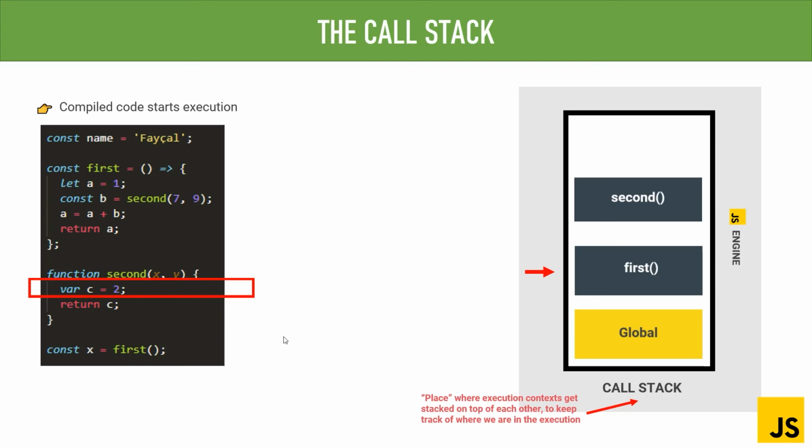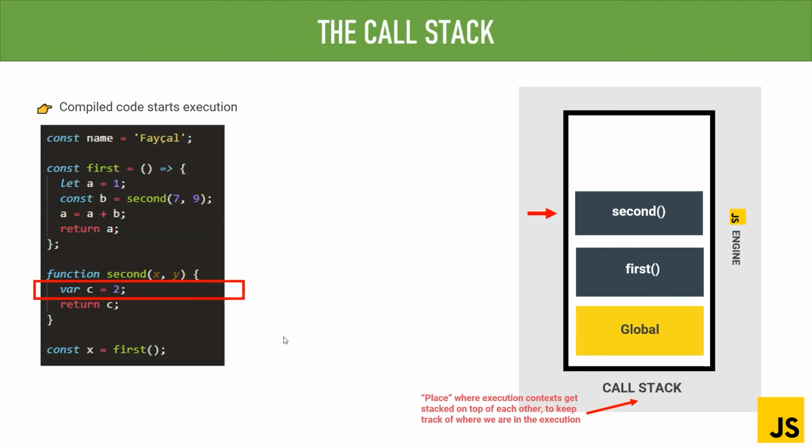And it has to work this way because remember, JavaScript has only one thread of execution, and so it can only do one thing at a time. Okay? Never forget that.